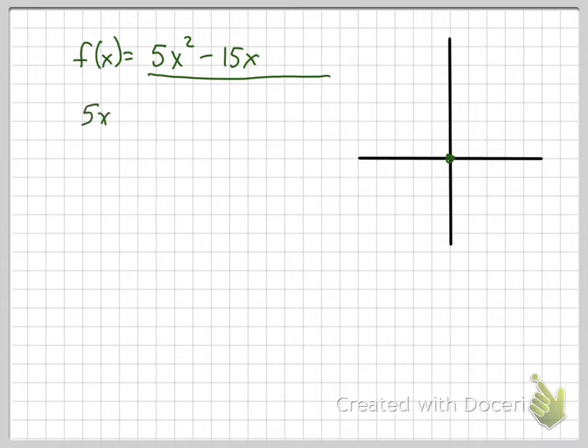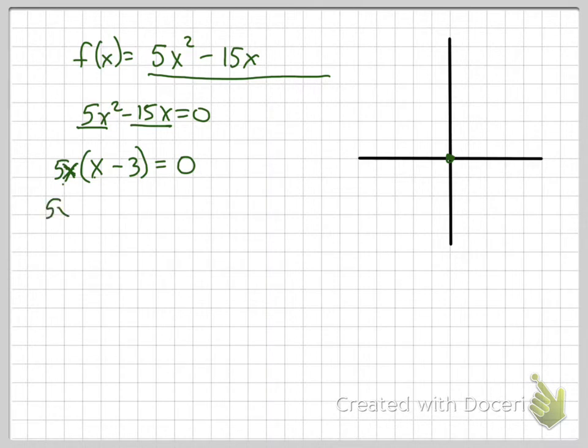If I set this equal to 0, what do this and this have in common? So if I took out a 5x, 5x times what is 5x squared? 5x times what is 15x? Now, do you see how this has a variable on the outside? So we can't just divide by 5x, because there's a variable out there. Anytime there's a variable, you have to set it equal to 0. So I'm going to set 5x equal to 0, and I'm going to set x minus 3 equal to 0, and I'm going to divide by 5 and divide by 5, and guess what?